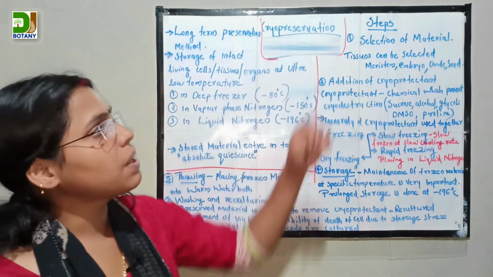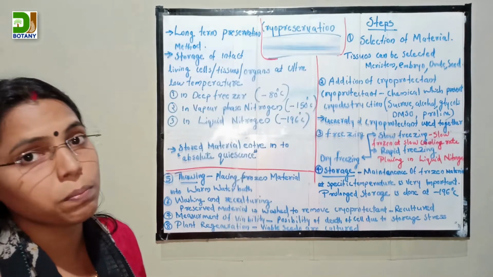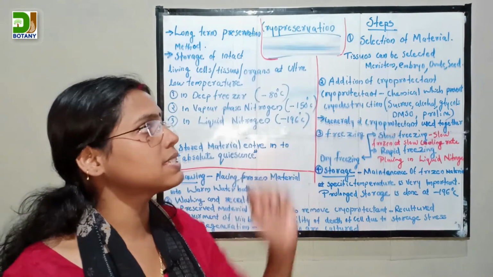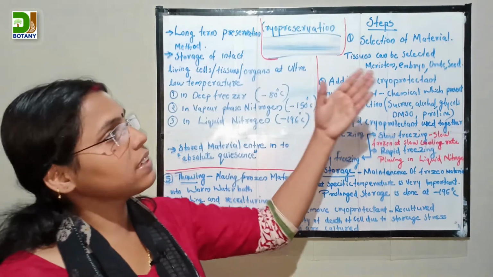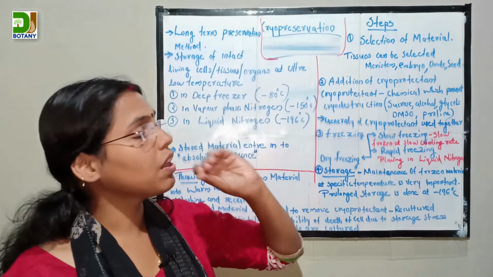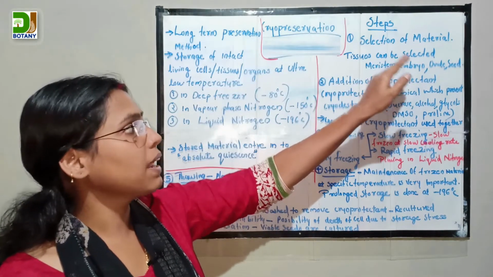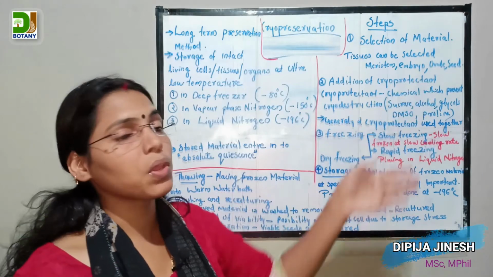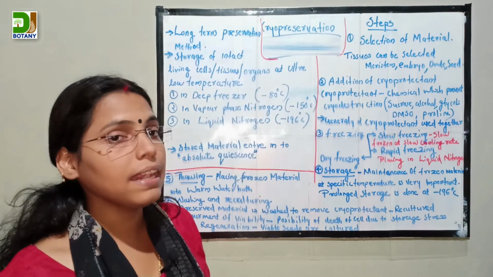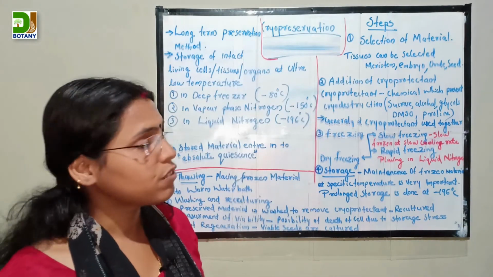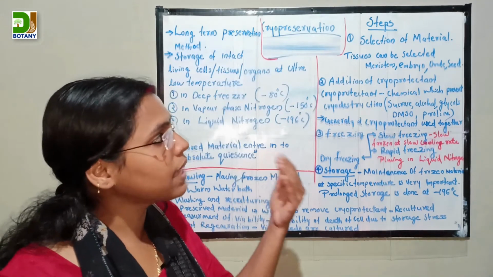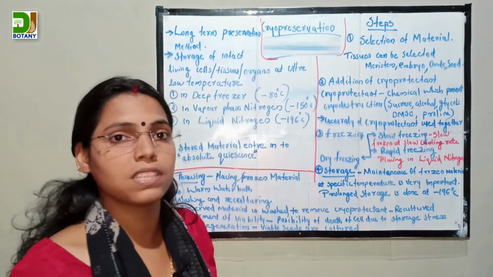Okay. Next we discuss the different steps involved in the cryopreservation method. The first and most important step is the selection of material. That means the tissue, cell or any required material is selected. Mainly the selected materials are meristems, embryos, seeds, ovules, etc. Two factors mainly depend on the selection of material: the first is the nature of the material and the second is the density of the material.